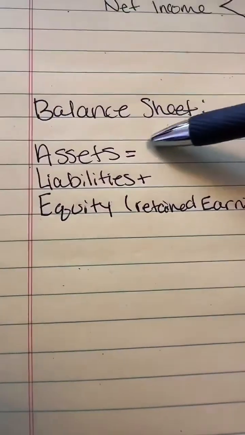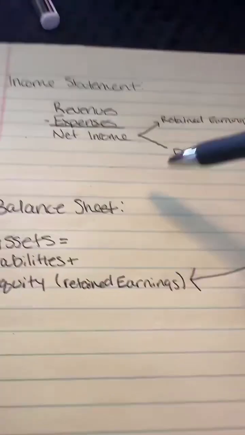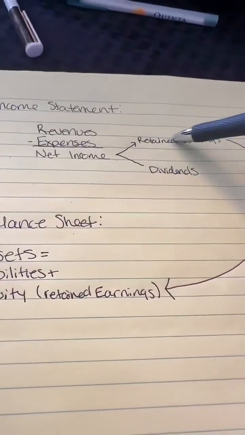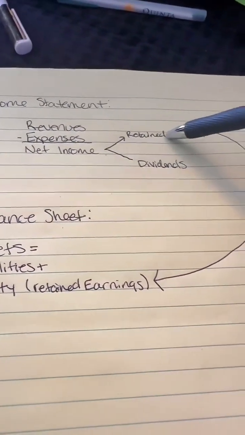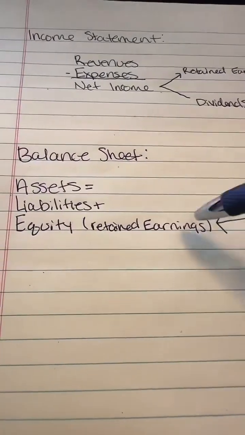Then we have the balance sheet. Assets equals liabilities plus equity. Equity is part of retained earnings. But if we look here, your net income was split into retained earnings and dividends. But we take the retained earnings and we put that right back down into the balance sheet in equity.